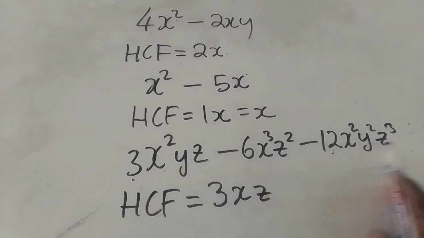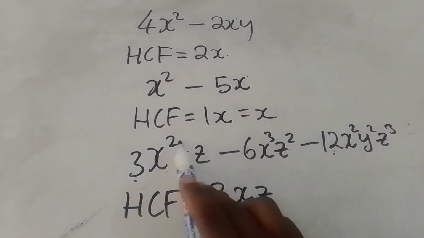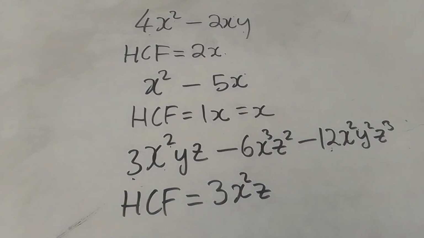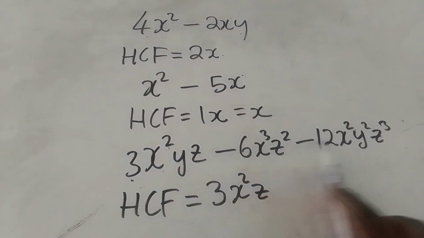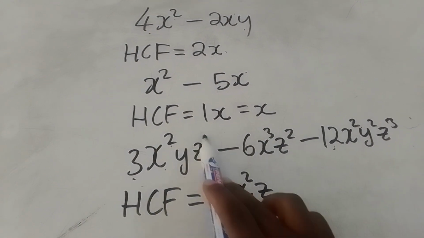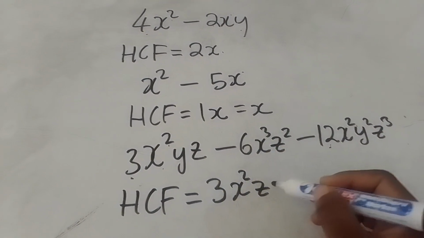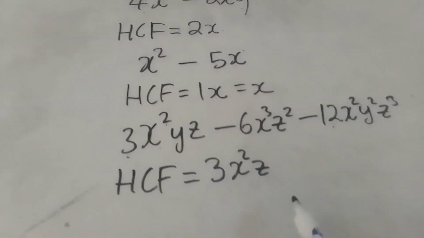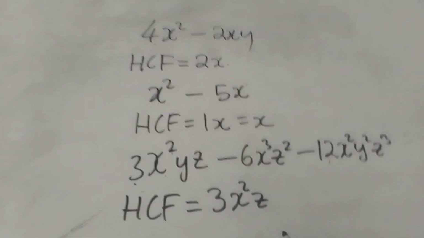Now for the x, we look at the smallest power. So we see x squared, x cubed, x squared. The smallest power is 2. So we have 3x squared. And then for the z, we have z to the power 1, to the power 2, to the power 3. So that means the smallest one is z to the power 1. So our highest common factor then is 3x squared z.